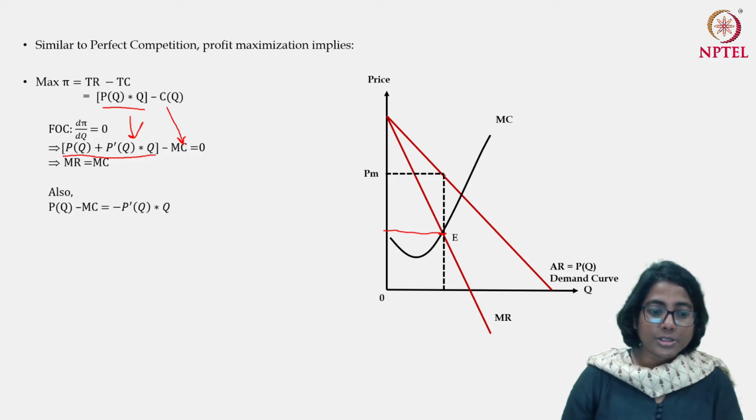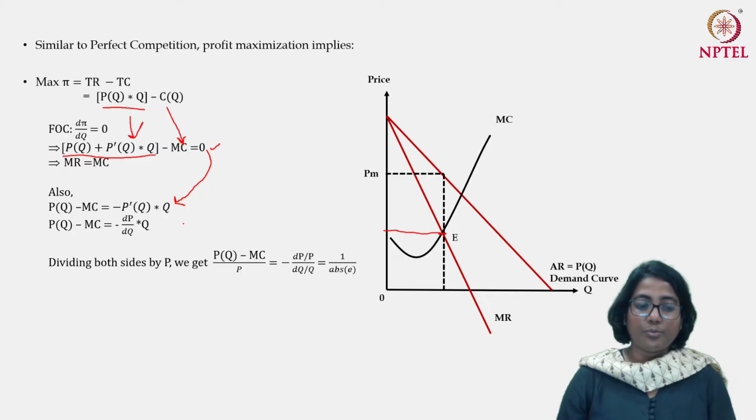Also, one more thing you can observe from this particular equation: if I take this P prime Q multiplied by Q to the right hand side, then I am left with P minus MC is equal to minus P prime Q multiplied by Q. So this is derived from this particular equation. Okay. If I write it in this way, P minus MC is equal to minus, instead of writing P prime Q, I am just writing dP/dQ multiplied by Q.